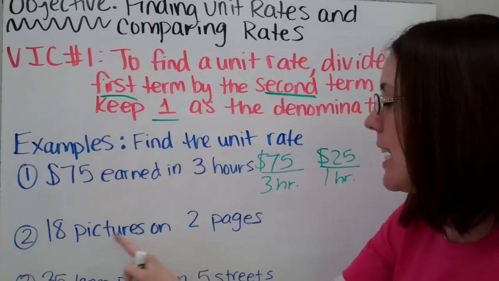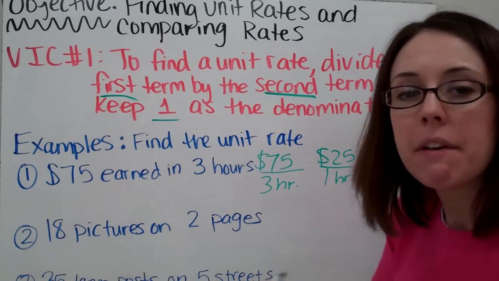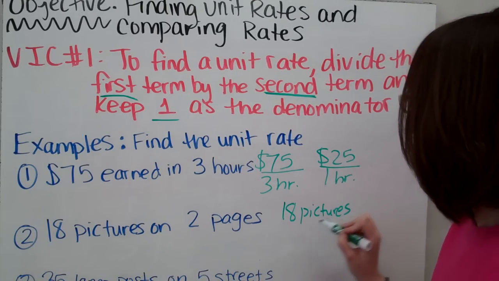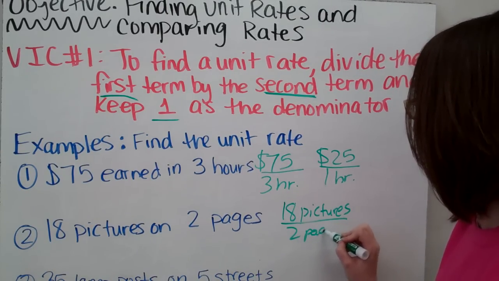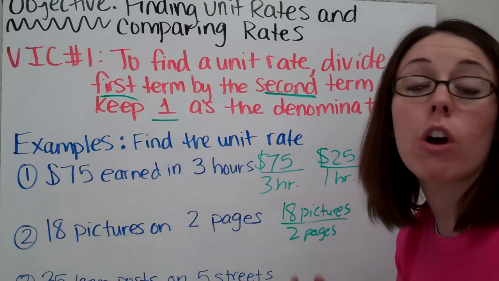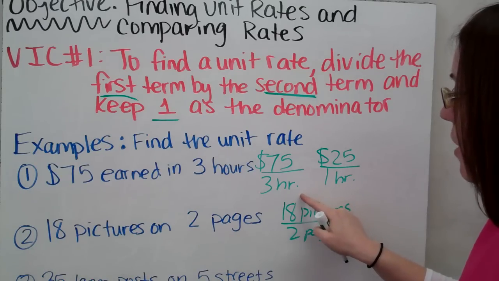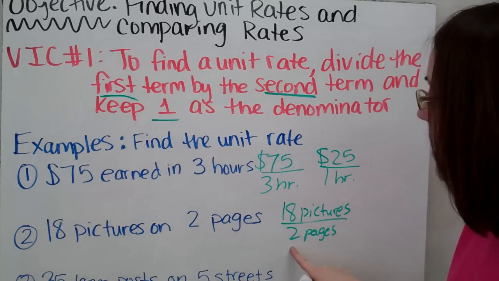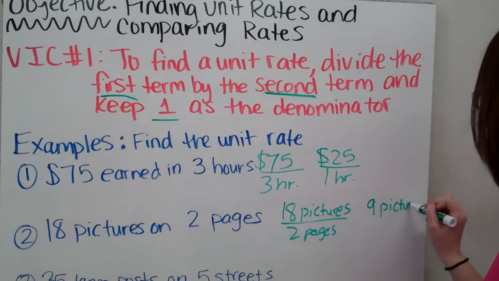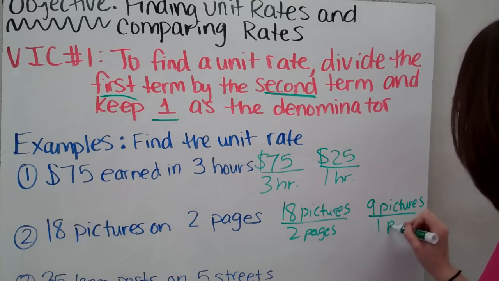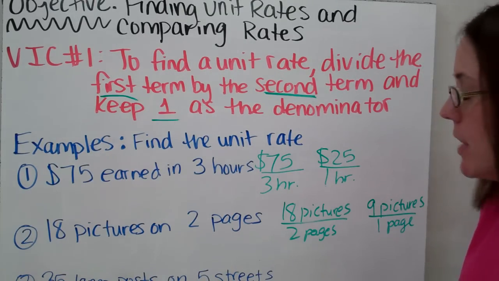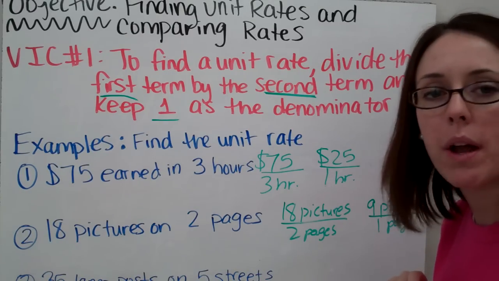Number 2, 18 pictures on 2 pages. If you have a photo book, you have 18 pictures on 2 pages. We want to write this as a unit rate. We want to know how many pictures are on 1 page. So, numerator, 18 divided by denominator. 18 divided by 2 is 9 pictures on 1 page. It's very important that you write your units so you know what this unit rate represents. There are 9 pictures on every 1 page.